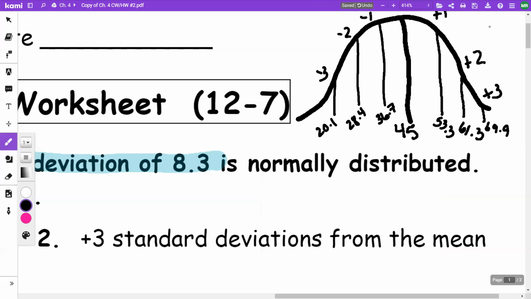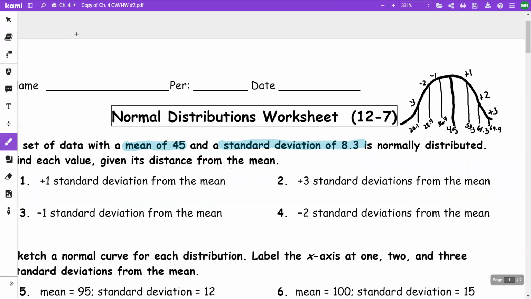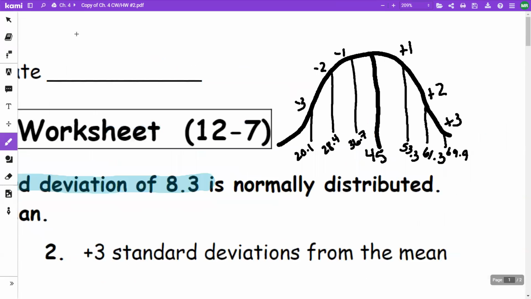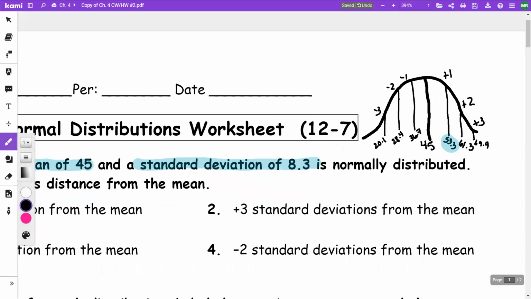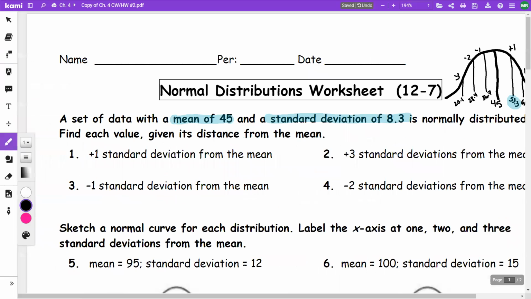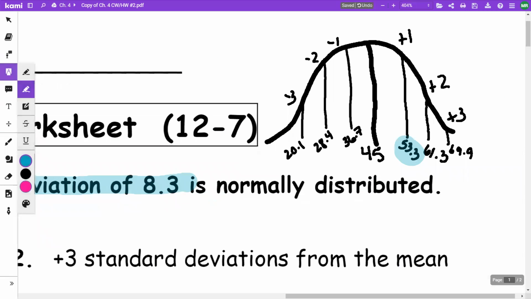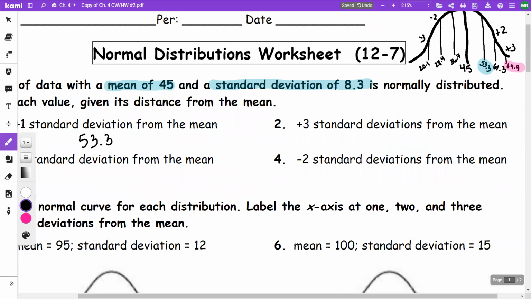Let me get rid of this for a sec. In this case, when they're asking us for the value when it is +1 standard deviation from the mean, +1 is going to be this 53.3. So I'm going to write 53.3. And when it's +3 away, that's going to be this one, which is 69.9. So let me write 69.9.